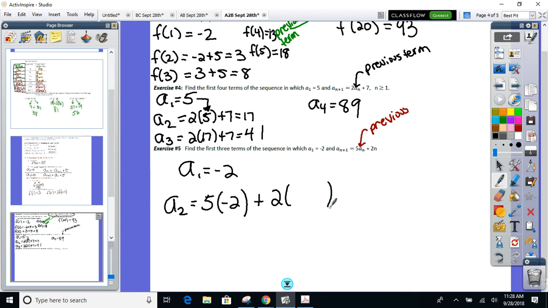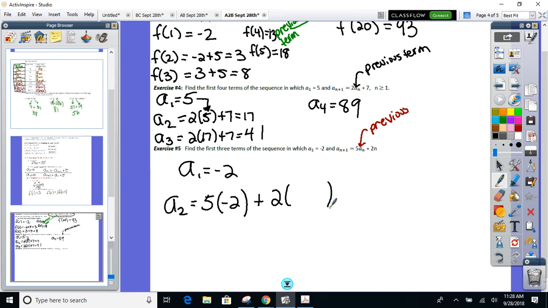Doesn't that n, these two n's mean the same exact thing? Okay? This was my previous term, stay with me here. I'm going to try to go as slow and clear as possible. This was my previous term, correct? And if I'm finding the second term, what was my previous term? No. Just negative 2 is my first term. Okay? I'm on the second term right now.